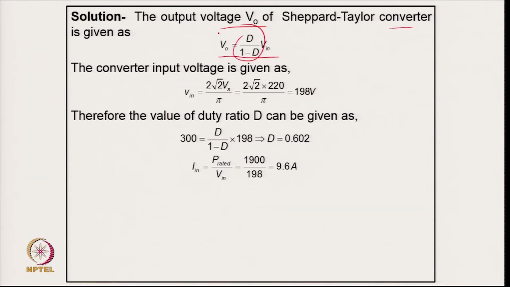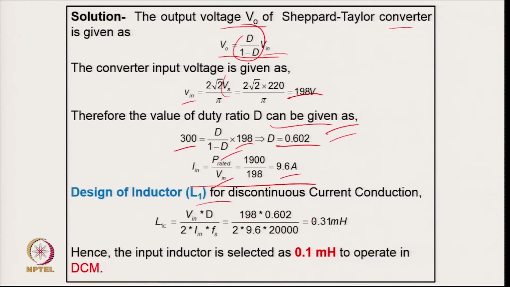Coming to the numerical part of the solution of this problem, the output voltage of the Shepherd-Taylor converter is calculated from this buck boost relation, and the average input voltage after the diode rectifier is calculated from the RMS voltage, so it comes to 198 volt. Putting the values in this relation of input and output voltage, we get the duty cycle 0.602. This makes us conclude that it is operating in boost mode, because this is above 0.5, and we can calculate the average input current from power divided by average input voltage, and it comes to 9.6 ampere.